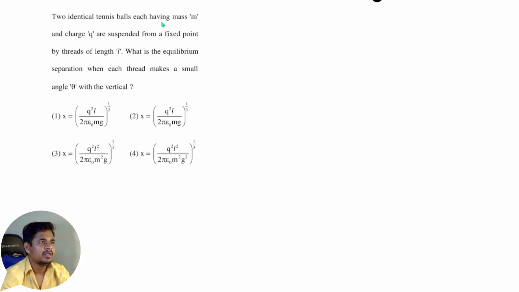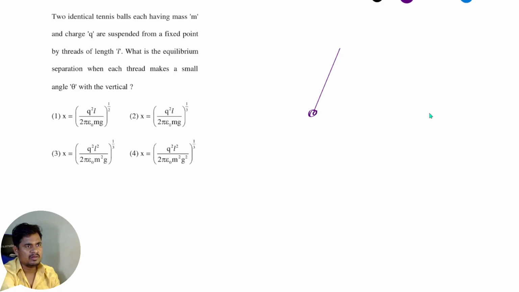Two identical tennis balls, each having mass m and charge q, are suspended from a fixed point by threads of length L. What is the equilibrium separation when each thread makes a small angle theta with the vertical? So at equilibrium, we will say that the balls are hanging in this manner, one here and another here.